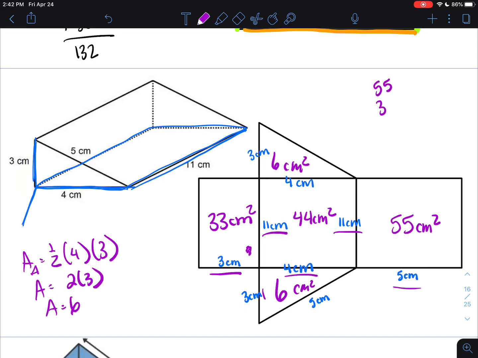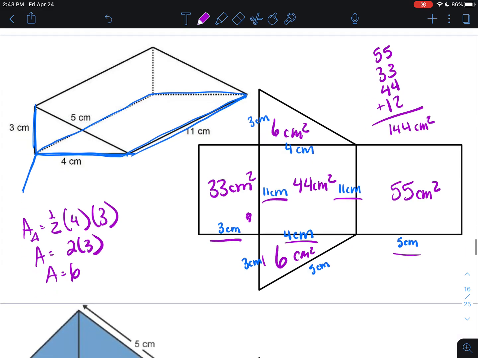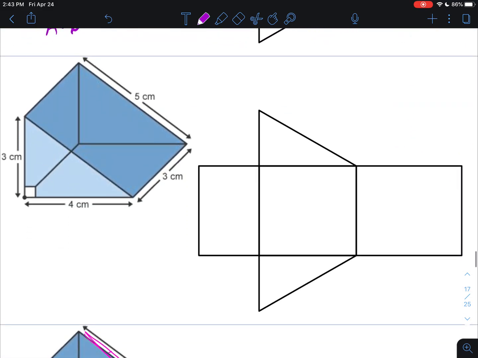So add it up: 55, 33, 44, and 6 and 6 is 12. Your total, 55 plus 33 plus 44 plus 12, is 144 square centimeters. Okay, one example for you to pause the video and try on your own. Practice makes perfect. So pause it.